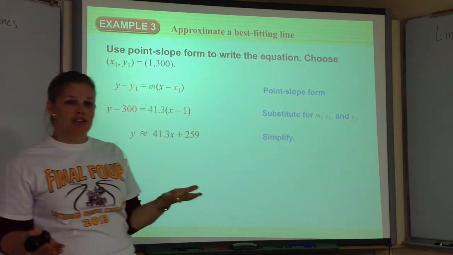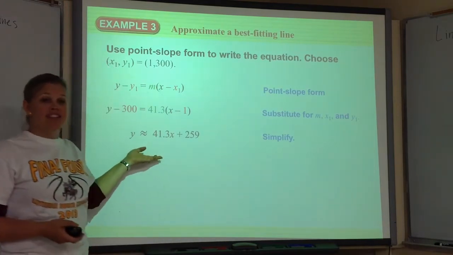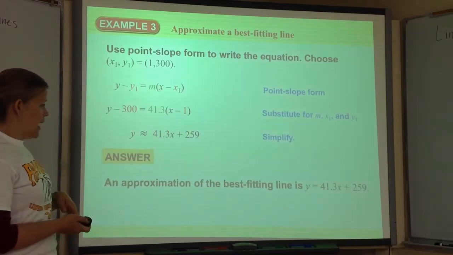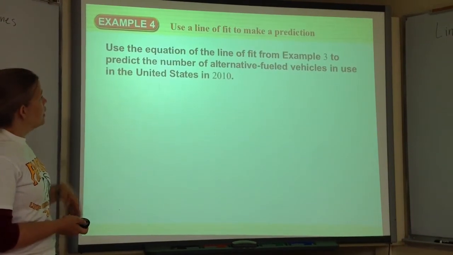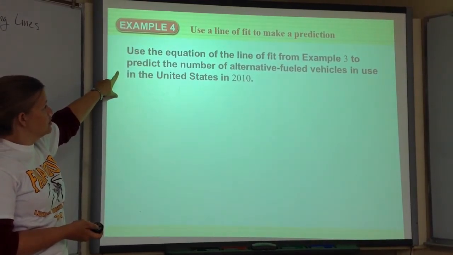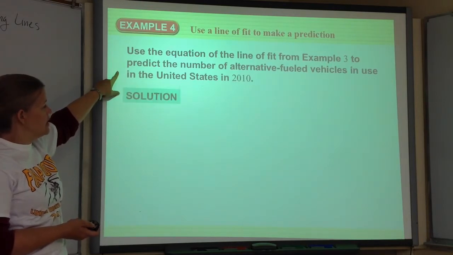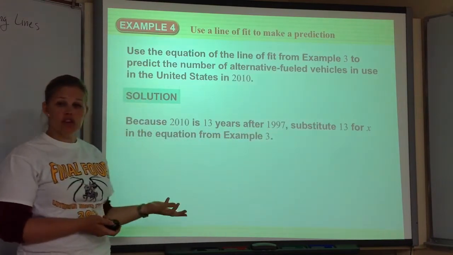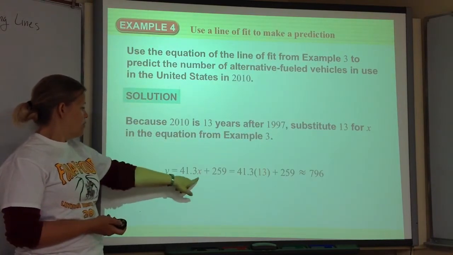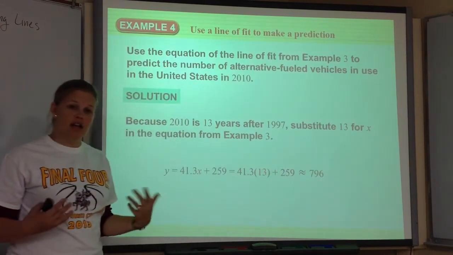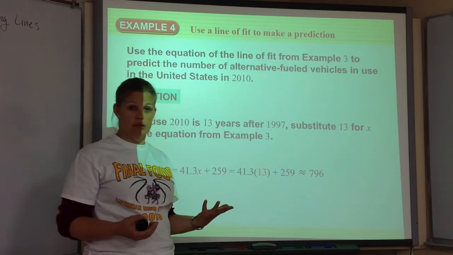Now, here's the great thing. You might say, who cares? But now we can predict for future values, so we're going to look at that. It says, predict the number of alternative fuel vehicles in use in the United States in 2010. Well, let's see. That is 13 years after 1997. So we're going to put 13 in for x. And when we put 13 in for x, we get 796,000. And we can kind of estimate things, okay?